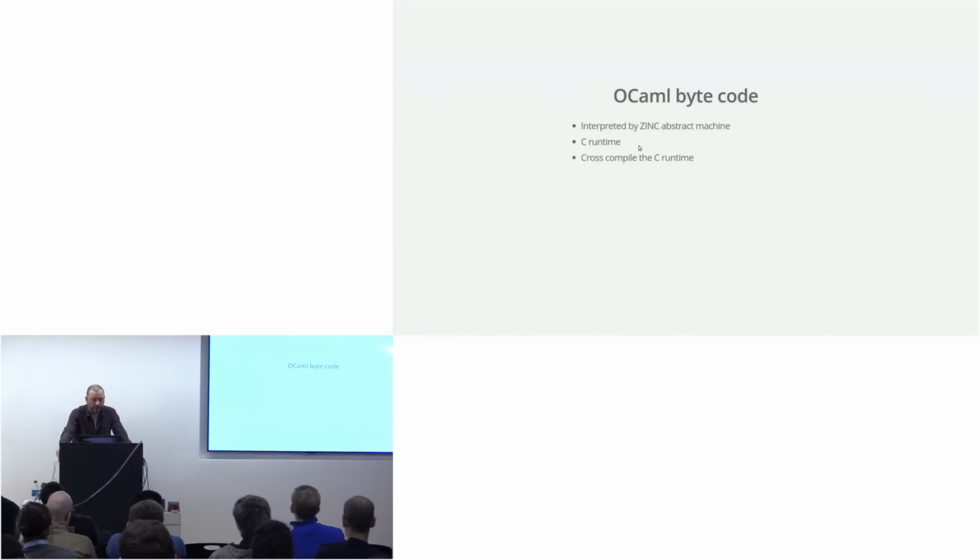What are we running? Well, it's the OCaml bytecode. In the OCaml world, there are two ways to compile code. You can either compile it to native code if the compiler supports your architecture, which it doesn't, or you can compile it to bytecode, which is generic and runs on a C-based interpreter called the Zinc abstract machine. So the first step was for me to cross-compile the OCaml C runtime with this interpreter in it.